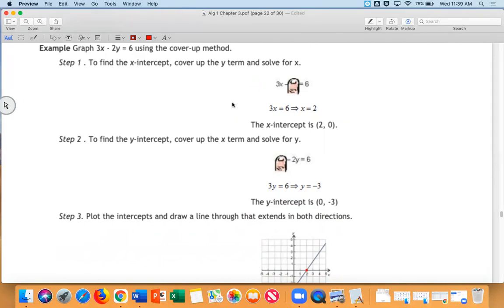Now I want to find the y-intercept. So they cover up the x with their finger. And they get negative 2y equals 6. And then here, sorry, this is a typo. That's supposed to be a negative 2. They divided by negative 2 and got y equals negative 3. Do you guys see that? Pretty easy, right, Annie? It's way easier than what I was showing you at the start, correct?